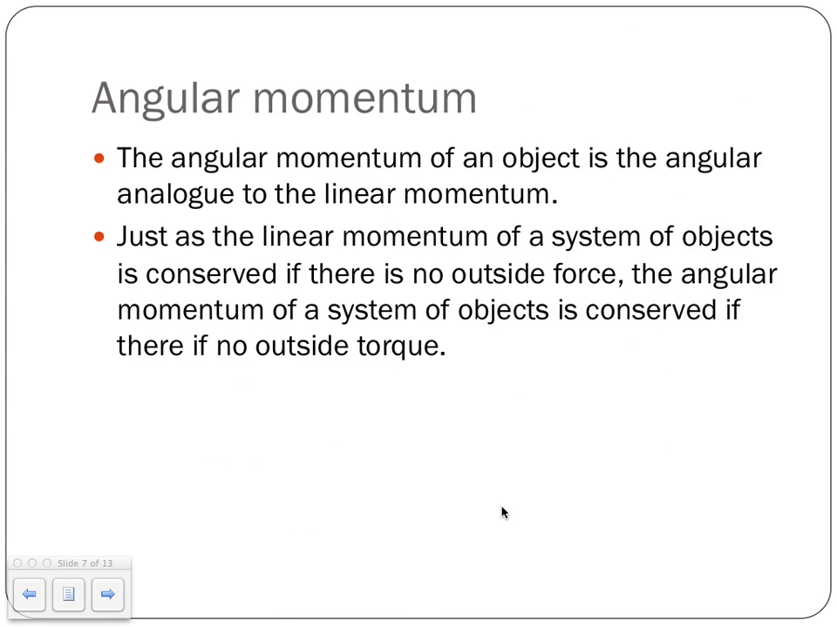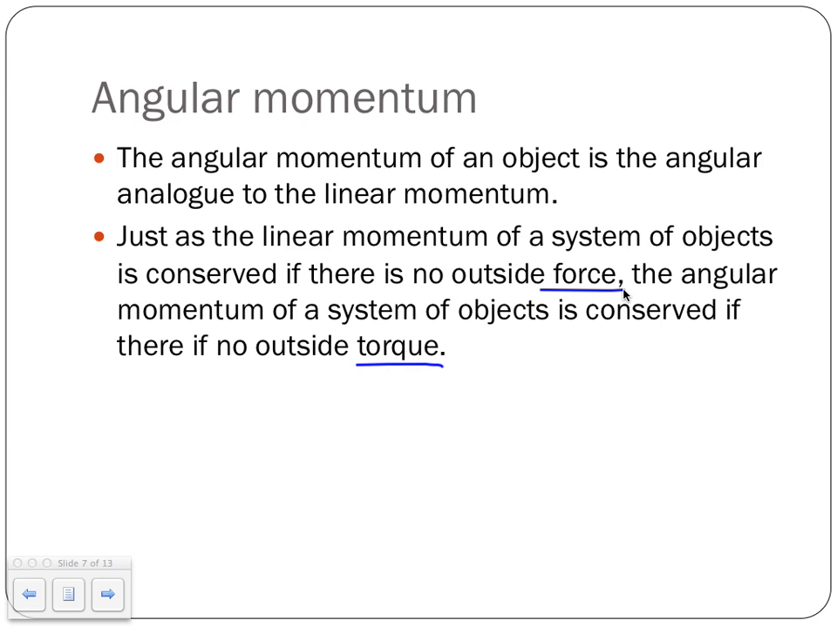Next thing we want to look at is angular momentum. So the angular momentum of an object is the angular analog to linear momentum. And just as the linear momentum of a system of objects is conserved if there's no outside force, the angular momentum of a system of objects is conserved if there is no outside torque, because torque is the analog of force.